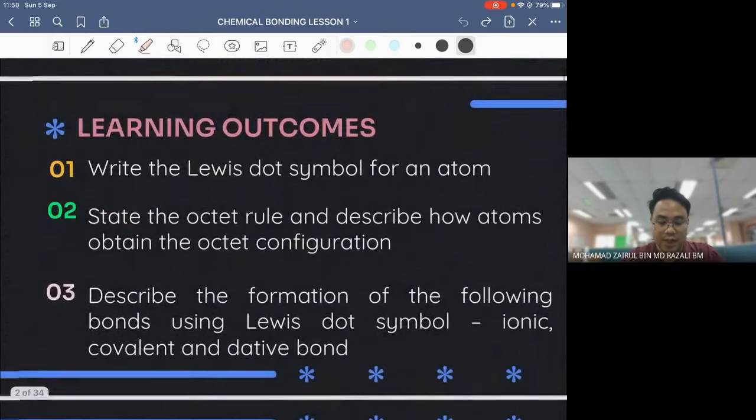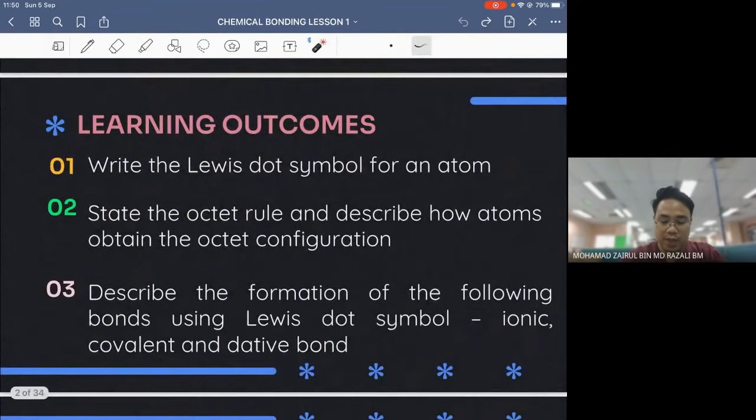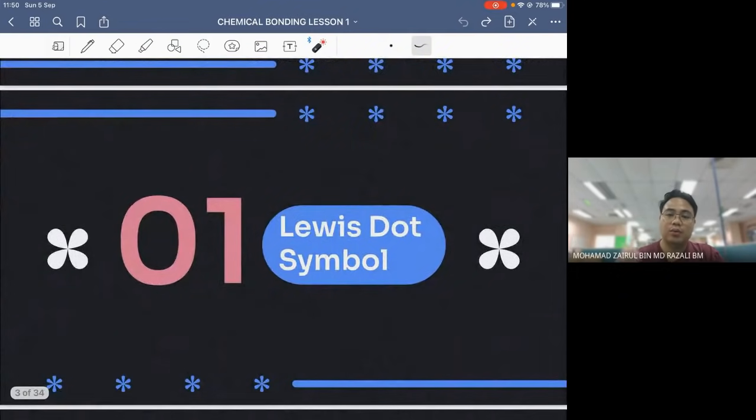Okay, so by the end of this lesson, you should be able to write the Lewis dot symbol for an atom. The second one, you should be able to state the octet rule and to describe how the atoms obtain the octet configuration. And the last learning outcome is to describe the formation of the following bonds by using Lewis dot symbol. So in this chapter, kita akan cover 3 different type of bonds, which are ionic bond, covalent bond, and also the dative bond. Okay, so we're going to start with the Lewis dot symbol.